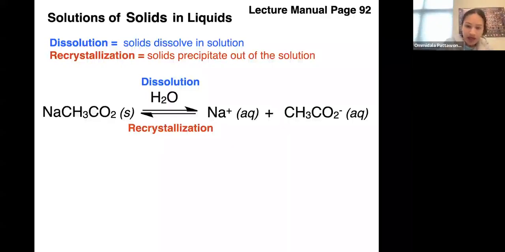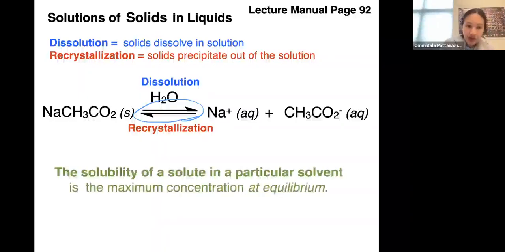This arrow that you see here, as I mentioned before, represents an equilibrium arrow. Which means that at equilibrium, if you know how much the solid can dissolve, this is what we refer to as solubility. The solubility of a solute is the maximum amount of solute that can dissolve in the solvent at equilibrium.